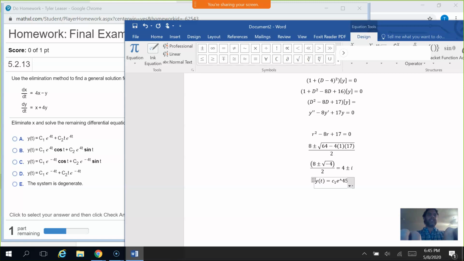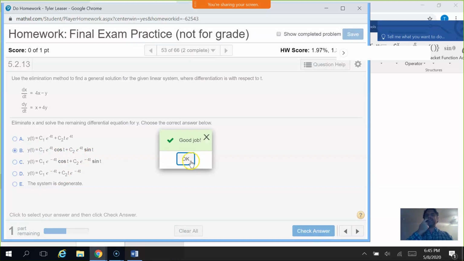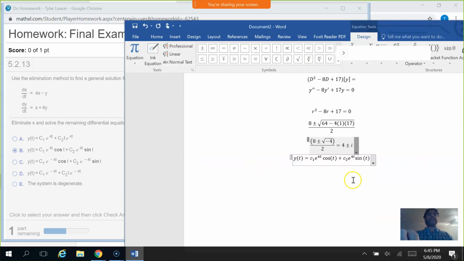C1 e to the 4t cosine of t plus C2 e to the 4t sine t. All right, so whichever one of those matches over here. There we go, this one. Well, it was a good thing this one was multiple choice, right? I thought I goofed it up.